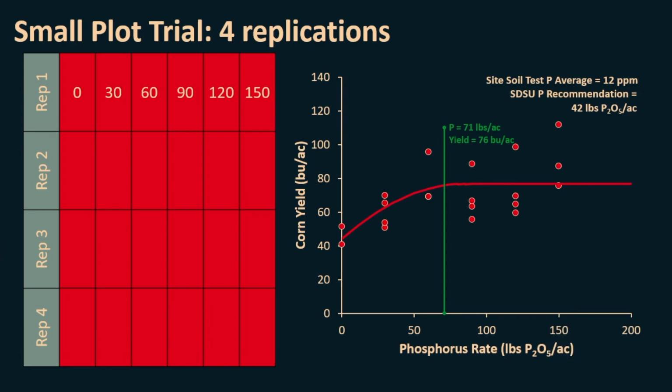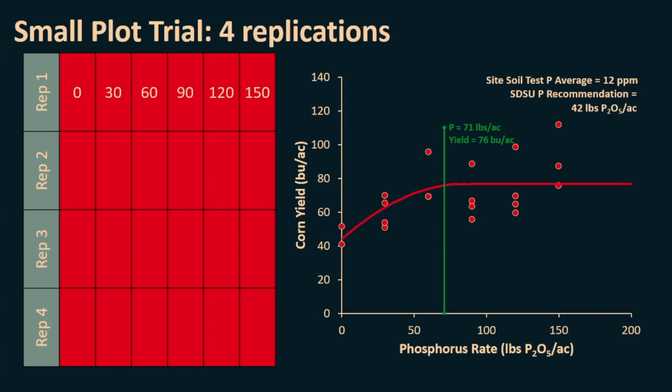And then across the top red boxes, you see phosphorus rates. Now, they're not all shown in each rep, but they're randomized throughout that rep. And you've got 4 checks, 4 30s, 4 60s, and so forth. And then what you do is develop a yield response curve, which is on the right there, and you plot all of the yield data across phosphorus rate. And you look to see if there's a yield trend.